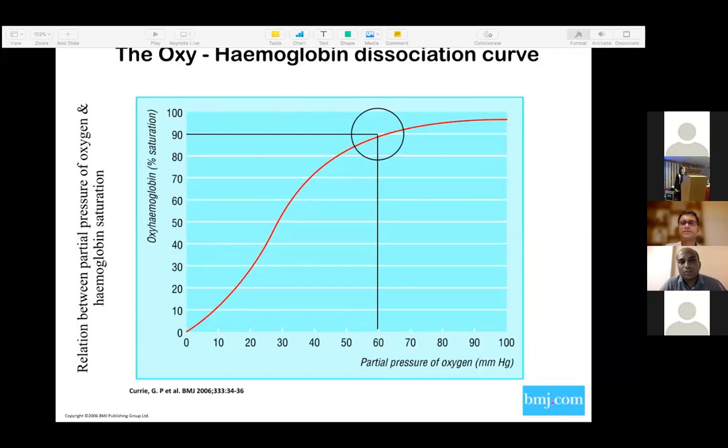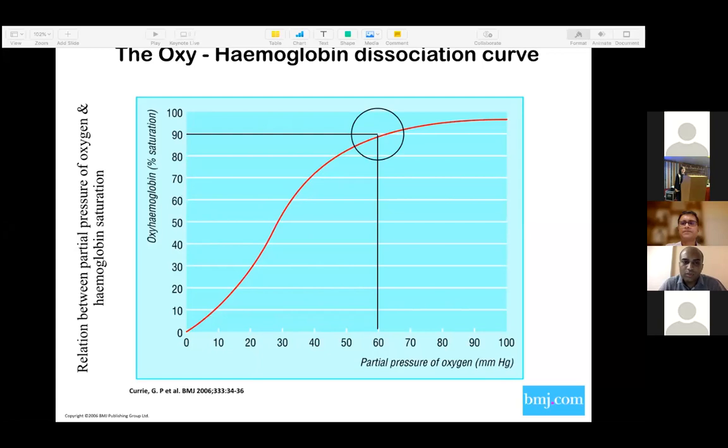So if you look at the oxygen hemoglobin dissociation curve, we can see that a saturation of 90 usually corresponds with a PO2 of 60, or nearly a PO2 of 60. After that, the curve changes its character and becomes very steep. Above a PO2 of 60, the oxygen dissociation curve is reasonably flat, and even if you increase the partial pressure of oxygen, the saturation of hemoglobin increases insignificantly. But below 60, there is a significant drop in hemoglobin saturation.